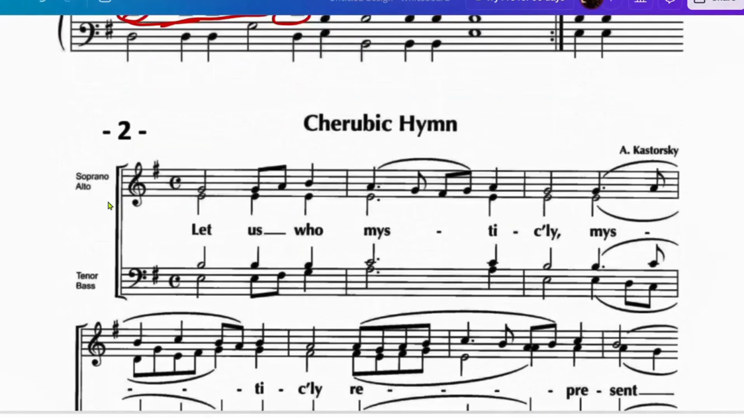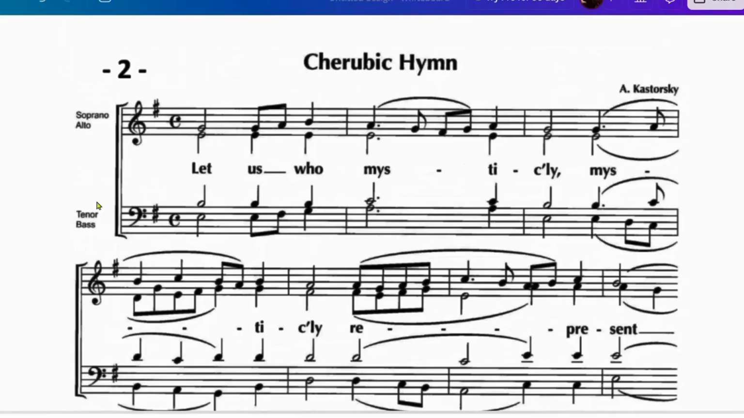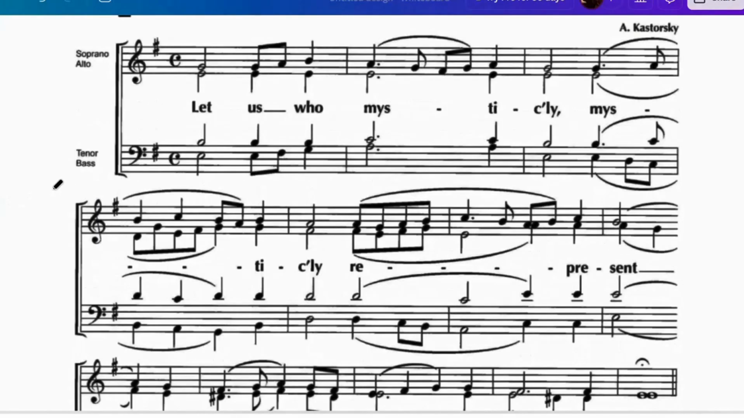Same with the Kostorsky cherubic hymn, very similar. We can see that we've looked at this example before in previous videos. But we look for some D's. Here's some D's here, but they're natural. Okay, some natural D's right here.